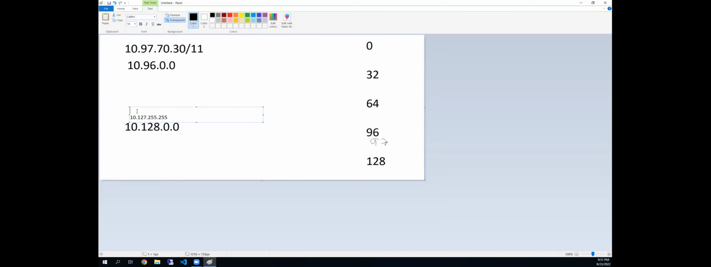Yes, he said yes. All right. So if I subtract just one bit from this, it's going to be 10.127.255.254. So 254 here is going to be the last usable IP from the range that goes from 10.96.0.0 all the way to 10.127.255.255.